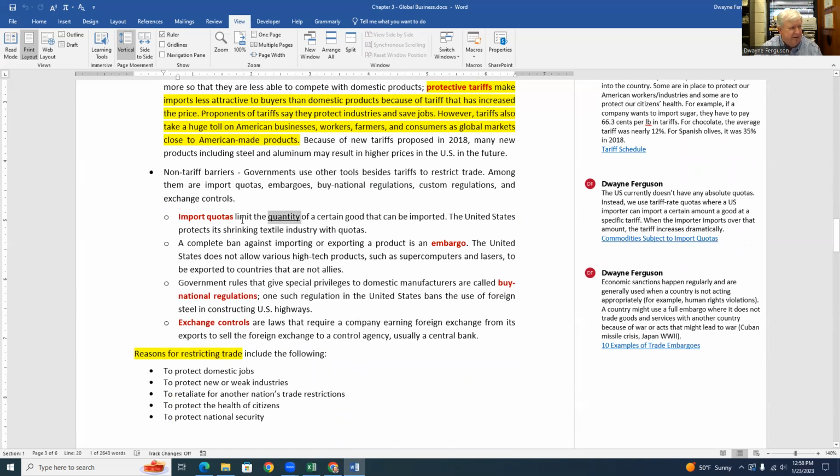Okay, you could set up a quota and say we're only going to have so much. I wrote quantity here. We're going to have so much of a certain good come into the country. So notice here I wrote the U.S. currently doesn't have any absolute quotas. We do have some quotas, but they're fixed with a tariff. You can bring in so much, but then after that amount, you pay a tariff, basically. But quotas might be, and I'm just going to use sugar as an example, that you could have imported in the United States so many tons of sugar. And then after that, there would not be allowed anymore to come across the border. So you could do quotas.